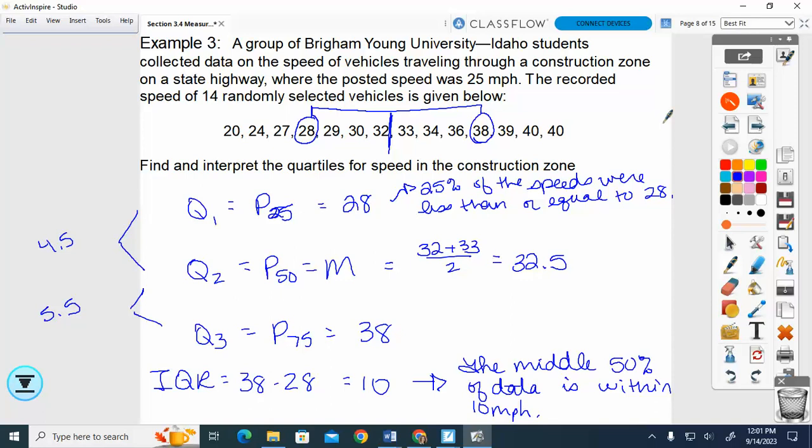So are you guys entering this into your L1? And we don't put the 100 yet. So then if we go to one variable statistics.